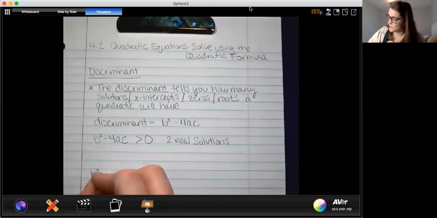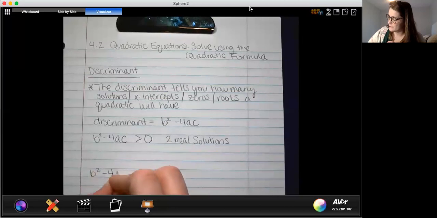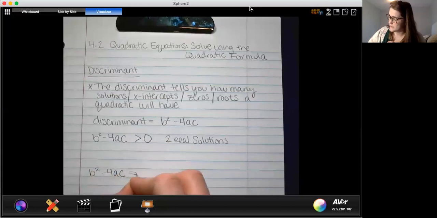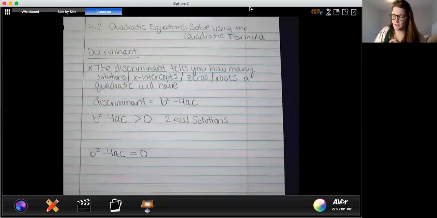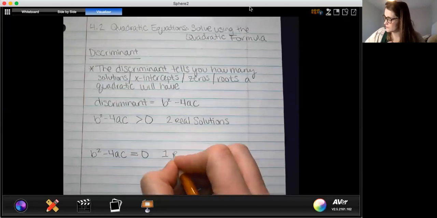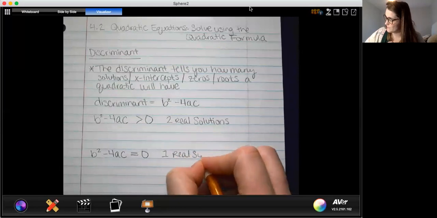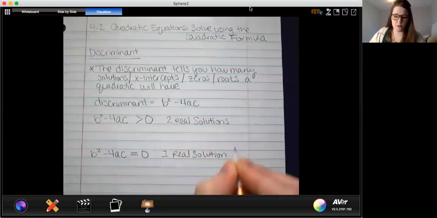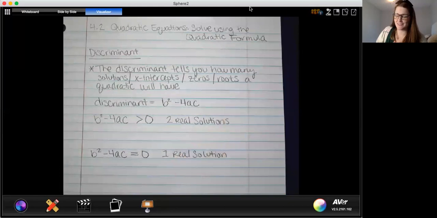Okay. If your b squared minus 4ac, if your discriminant equals 0, if it comes out to exactly 0, that means you're going to have one real solution. X-intercept, zero, root, any of the words.